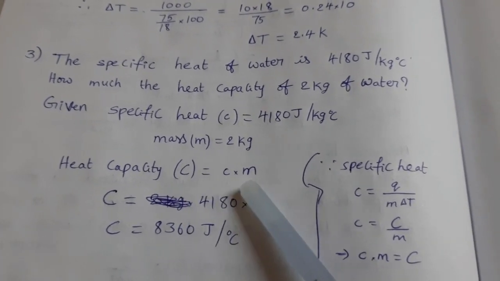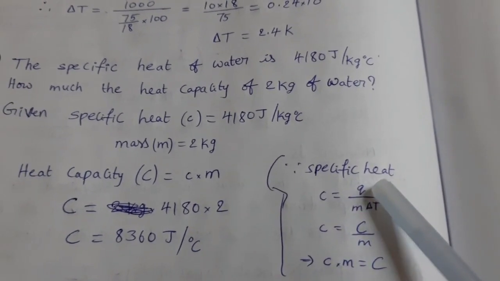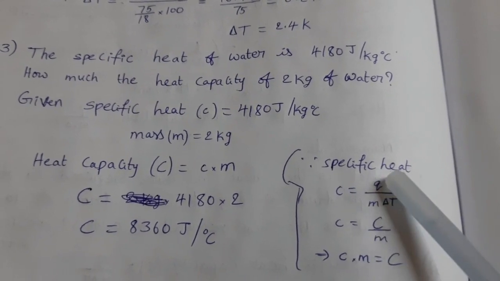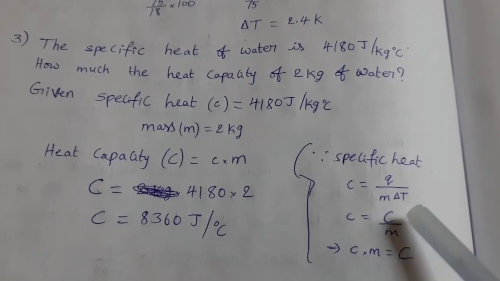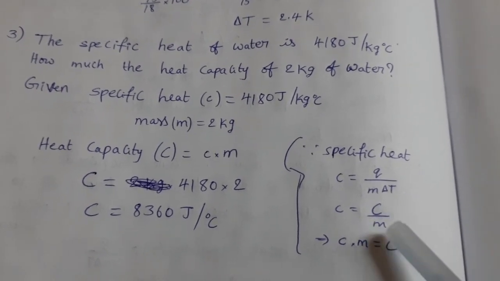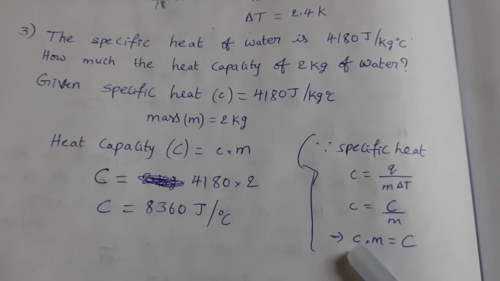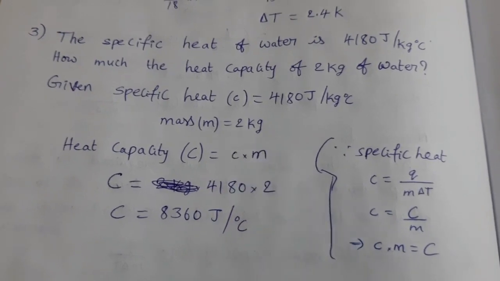How can we get this formula? See here, specific heat small c equal to Q by m into delta T. Q by delta T means capital C. Capital C is nothing but heat capacity. So from this we can get heat capacity capital C equal to specific heat small c into mass of the substance. Same thing we use here. Okay.